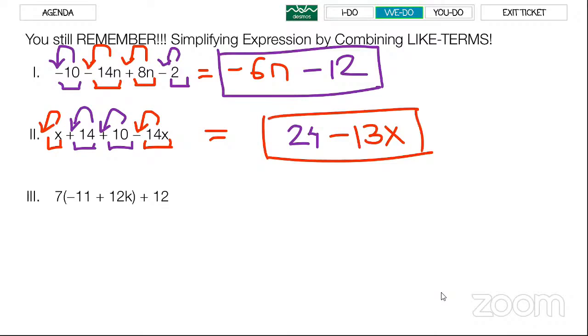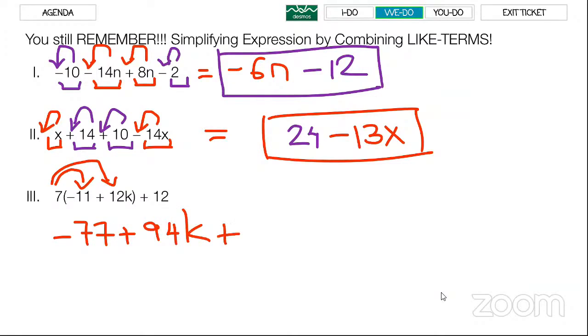And the last thing, it's two different kinds of action. Number one, you need to do the distribution. Number two, you need to simplify the expression. So let's do the distribution first. There is no negative sign in front of 7, so we don't have to worry about switching signs. So 7 times 11, 7 times 12k. The first will be negative 77 plus 84k. Plus, whatever comes after, which is plus 12. So you need to write it down at the end.